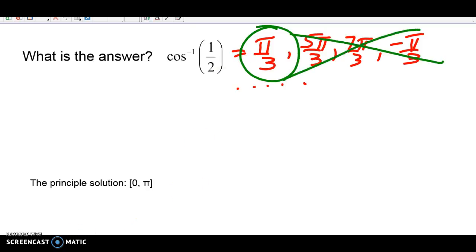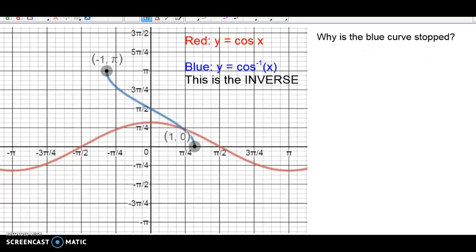Let's dive in more to the principal solution. Okay, so let's look at this graphically. In red, we have the curve y equals cosine x, and in blue, we've graphed the inverse cosine. So I'm wondering why we have this red curve that's continuous, and yet the blue curve is not.